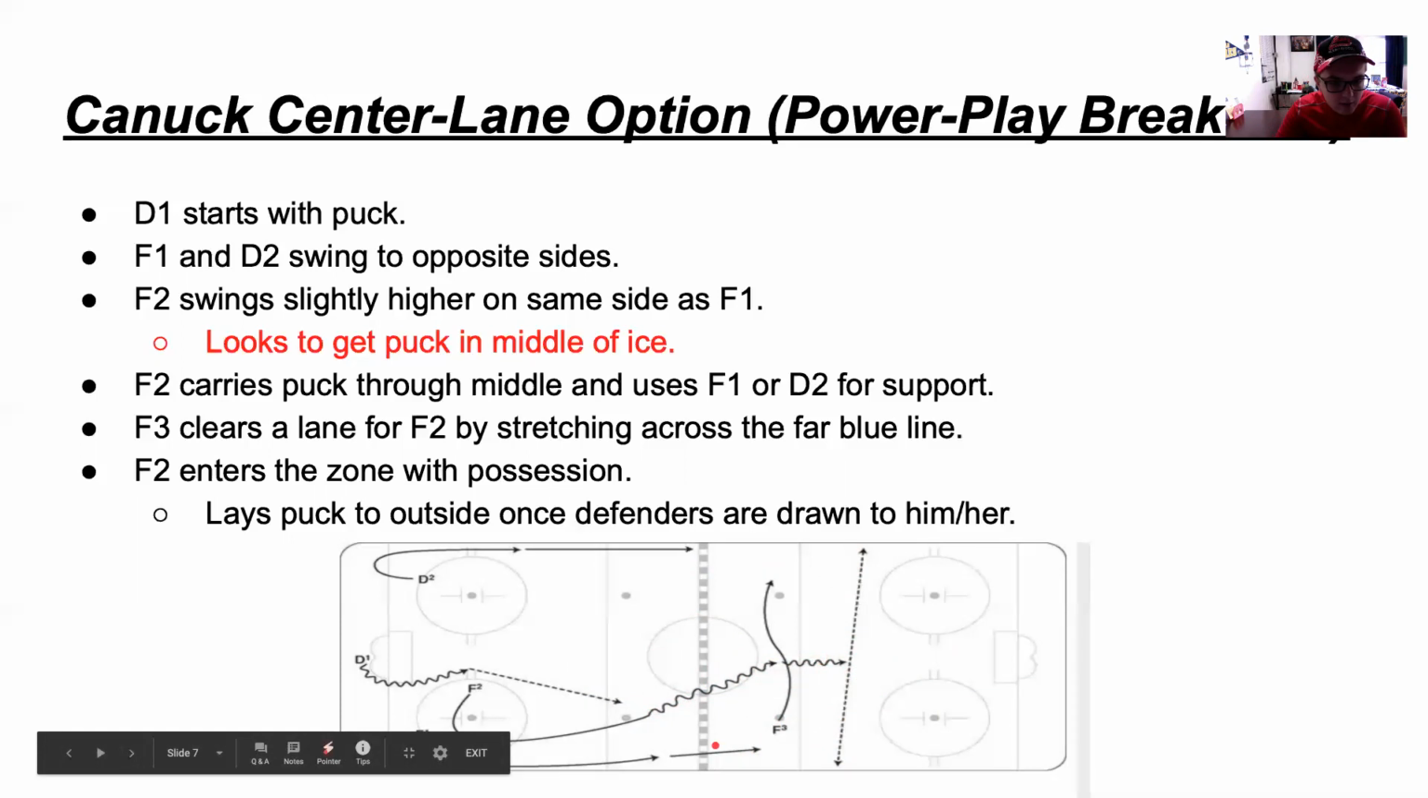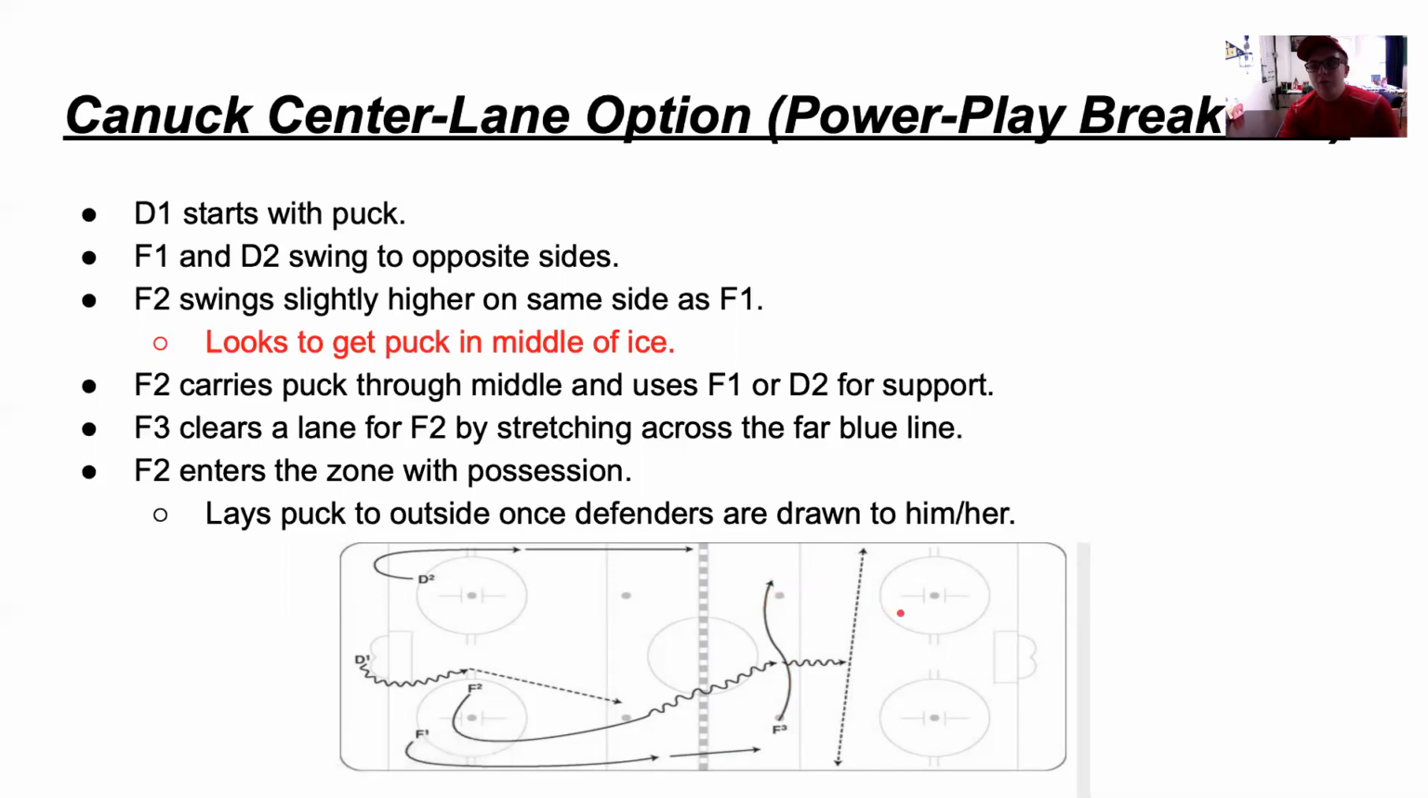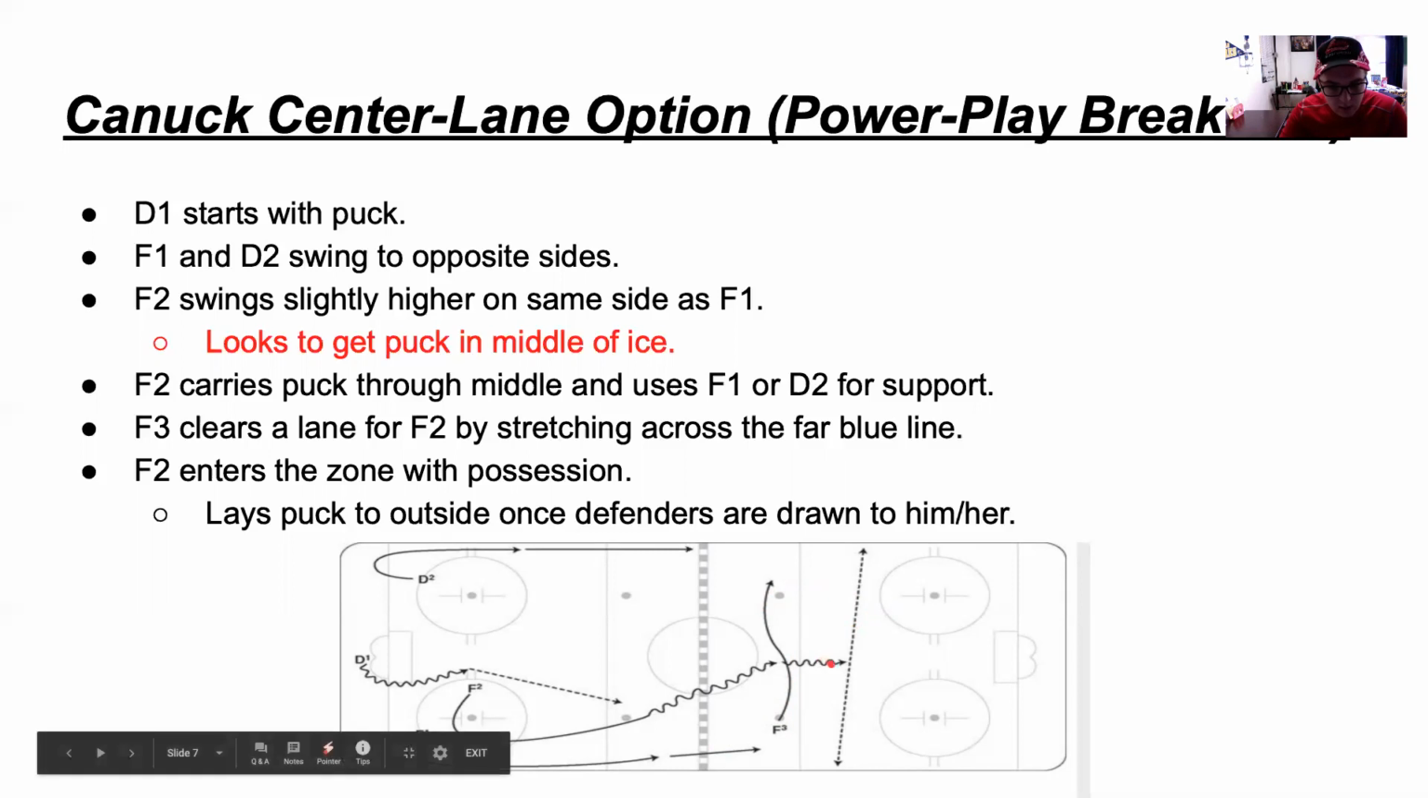Then F3 clears a lane, okay? F3 is coming in, making sure we have enough room, like we're pressuring them back so we can open up more space at the point so we can make that drop pass. And F2 enters the zone with possession, okay? And lays the puck out like we just talked about.